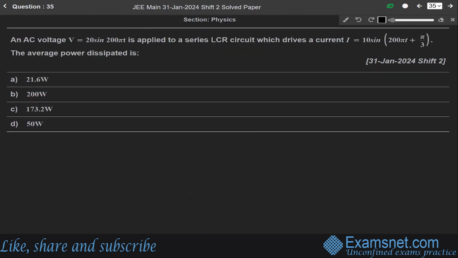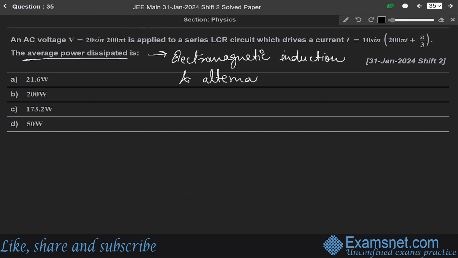Now next question 35. An AC voltage V equals 20 sine 200 pi t is applied to a series LCR circuit which drives a current I equals 10 sine 200 pi t plus pi by 3. We have to find the average power dissipated. This question is from the chapter of electromagnetic induction and alternating current.